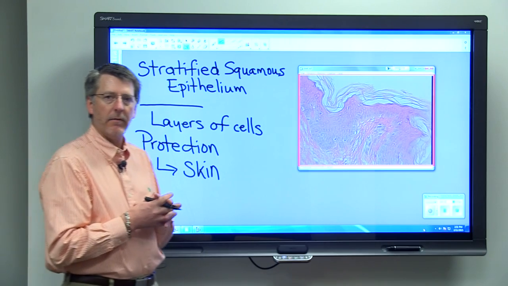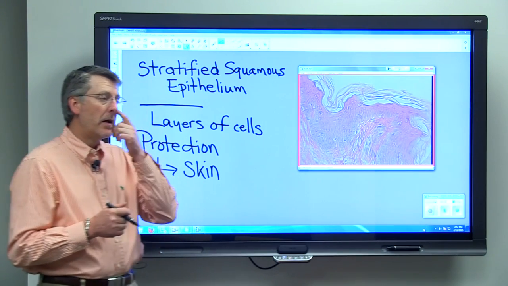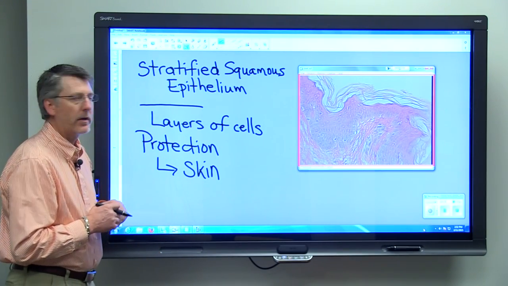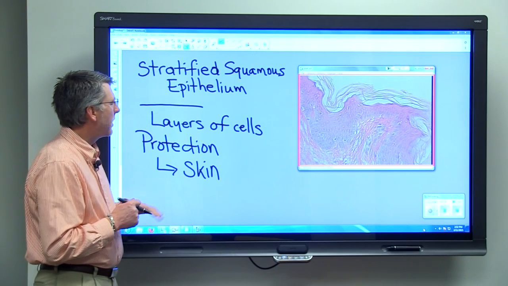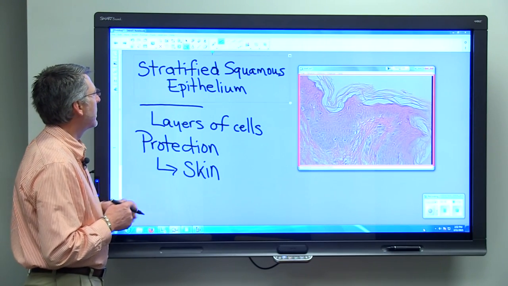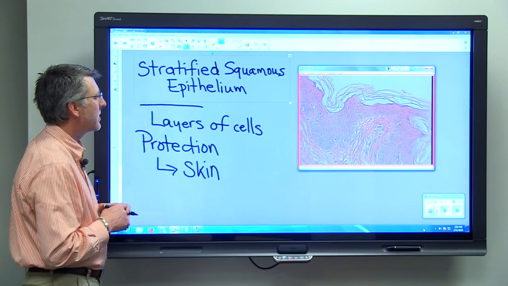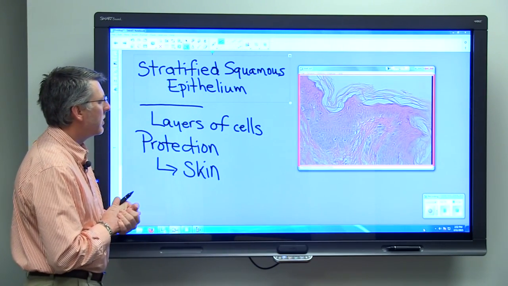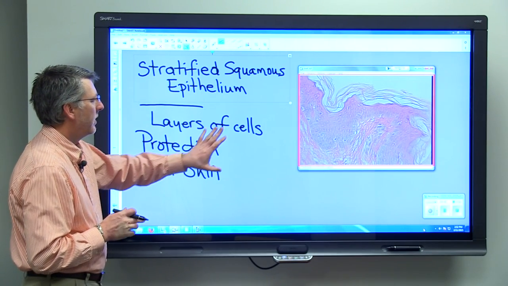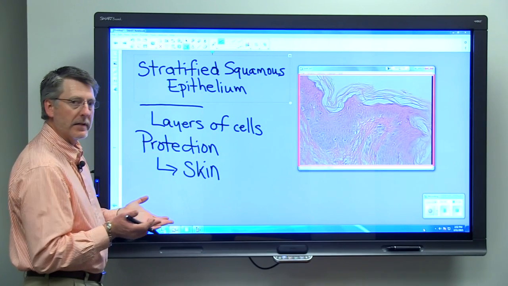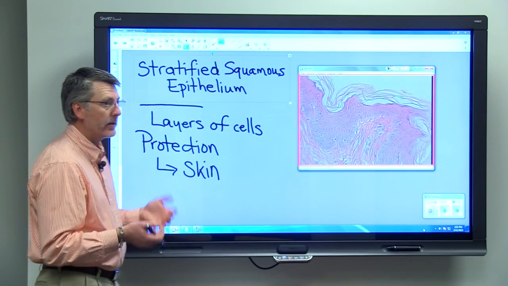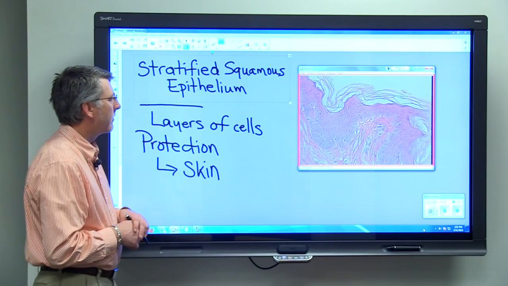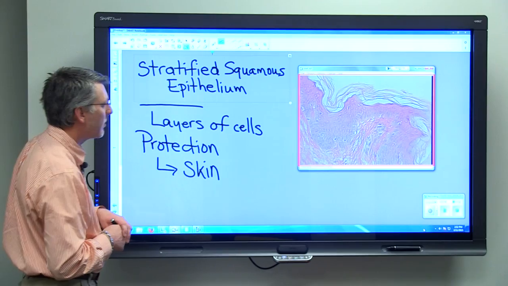Your skin is an organ of the integumentary system, but part of the skin is something called the cutaneous membrane. And the cutaneous membrane is what contains this stratified squamous epithelium. So we have a micrograph of the tissue over here, and this is just what's called a thin skin slide. It's thin as opposed to thick like you might have on your heel, for example.